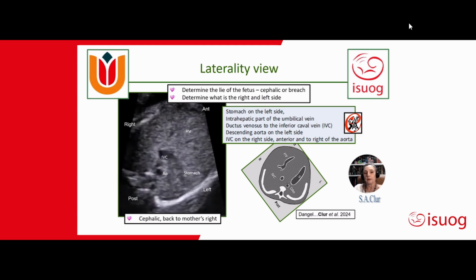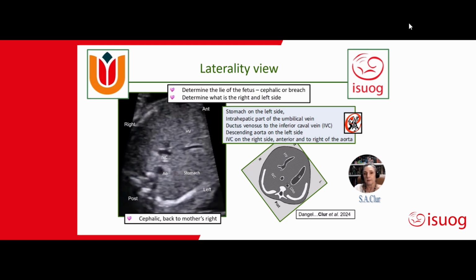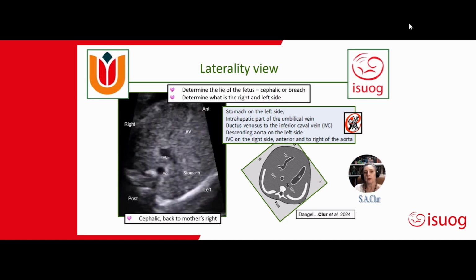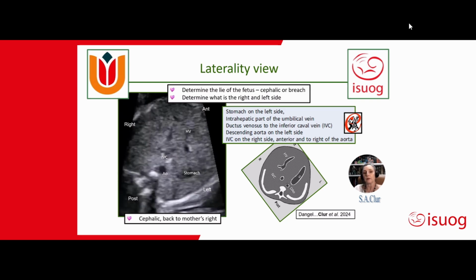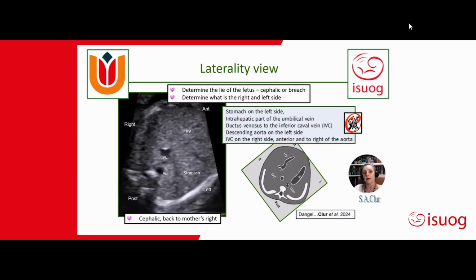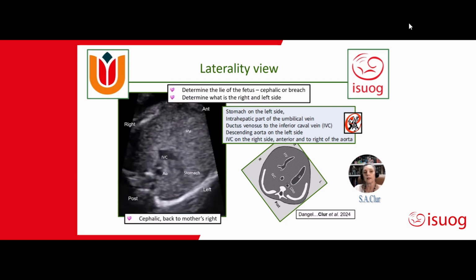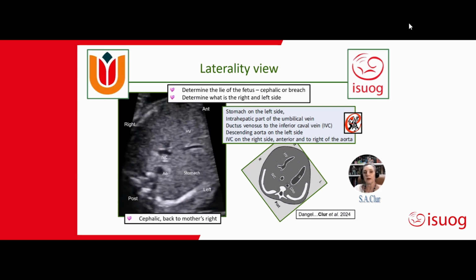Then make an axial cut through the abdomen. Check that the stomach is on the left side along with the aorta. Check that the vena cava inferior is visible to the right and anterior from the aorta, and that you can see the intrahepatic part of the umbilical vein.